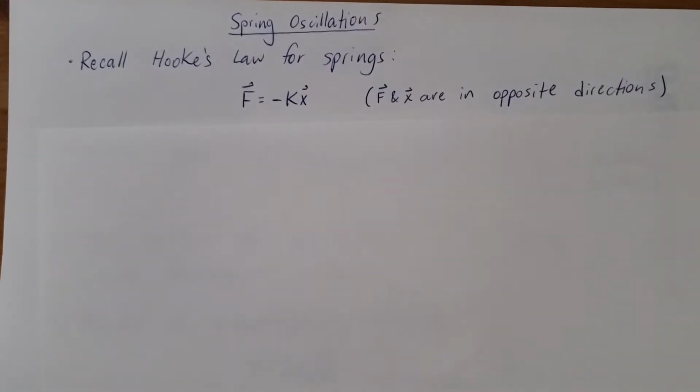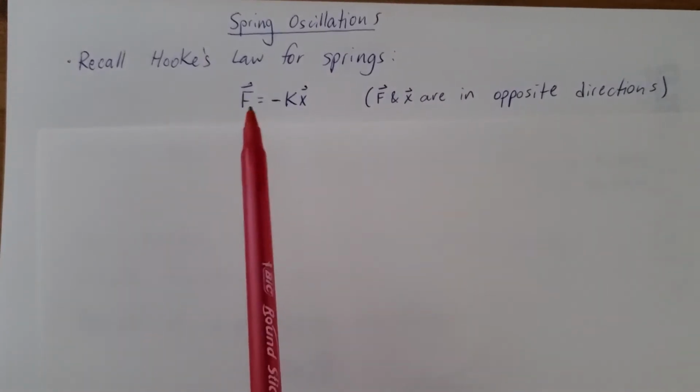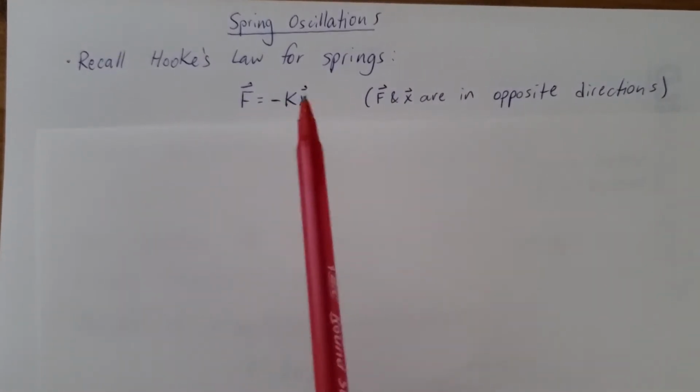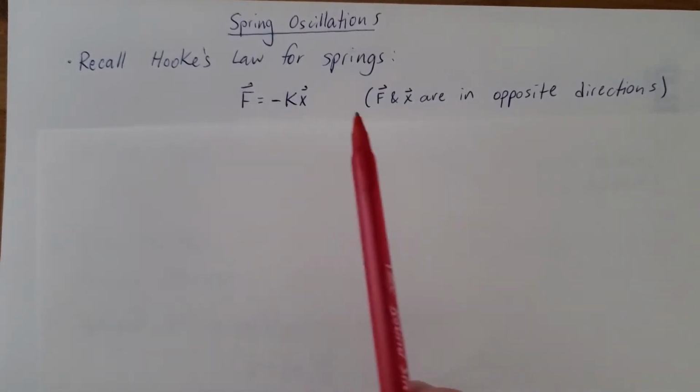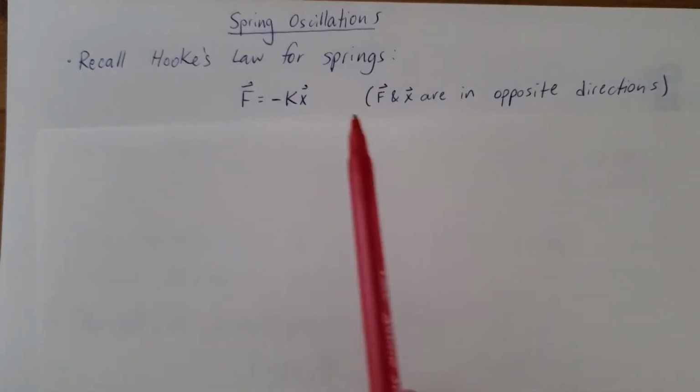Hi physics, today we're going to talk about springs again and how it relates to simple harmonic motion. So the first thing I want to do is remind you about Hooke's law. We called it F equals kx before, but notice now I've introduced vector symbols so the direction matters. All this negative sign means is that the force and displacement are in opposite directions.